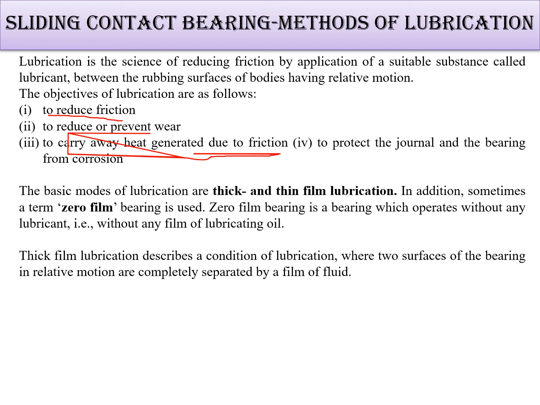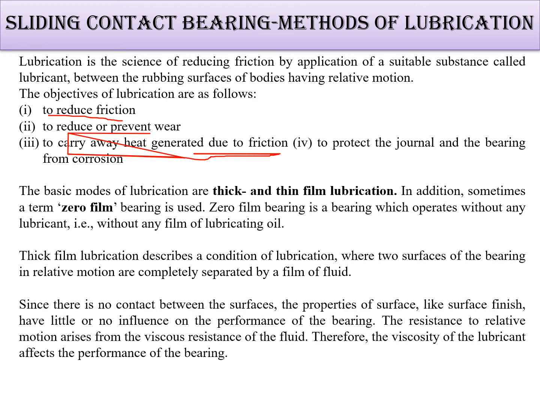so thick film lubrication describes a condition of lubrication where two surfaces of the bearing in relative motions are completely separated by a film of fluid only. Okay, so there is no contact between the surfaces, so the surface finish has little or no influence on the performance of the bearing. That's why the resistance to relative motion arises from the viscous resistance of the fluid. That means the fluid viscosity helps us to maintain this relative motion.